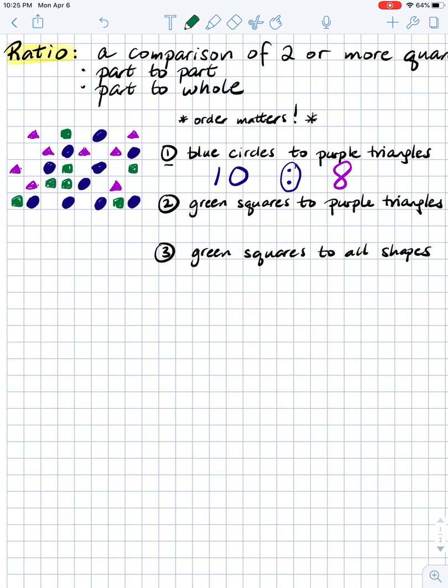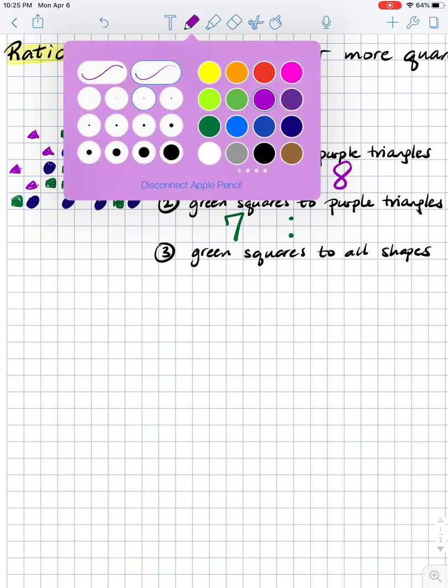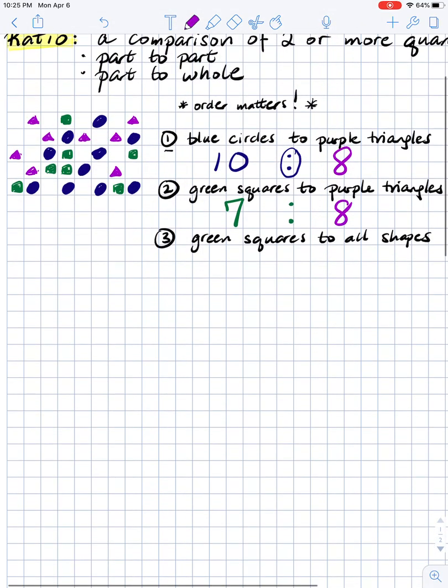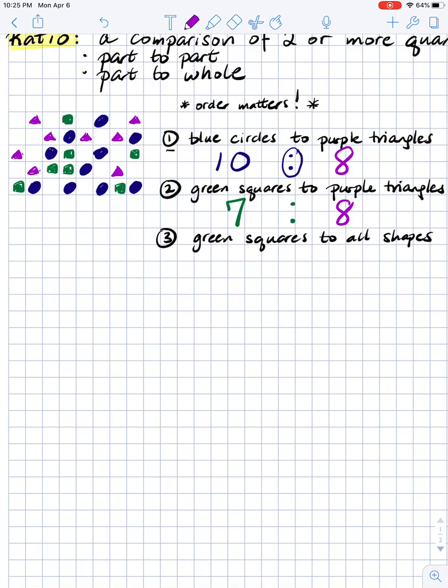Green squares, we've got 1, 2, 3, 4, 5, 6, 7. So we've got 7 green squares. Purple triangles, we already have the amount of purple triangles as expressed in the previous question. So we've got 7 to 8. Now, again, we have part of the answer done for number 3. We've got green squares to all. We know that there are 7 green squares to all shapes.